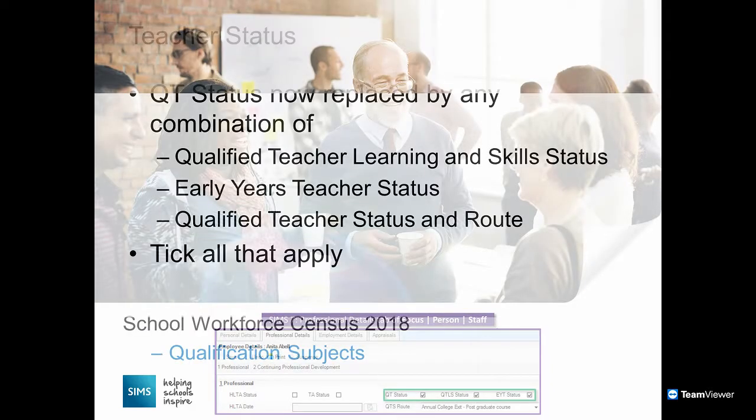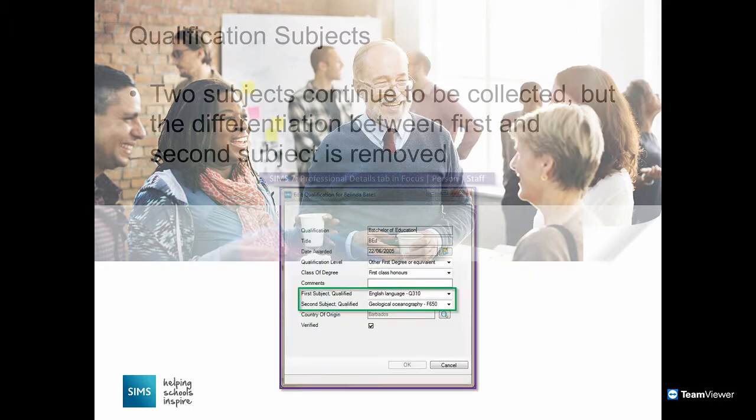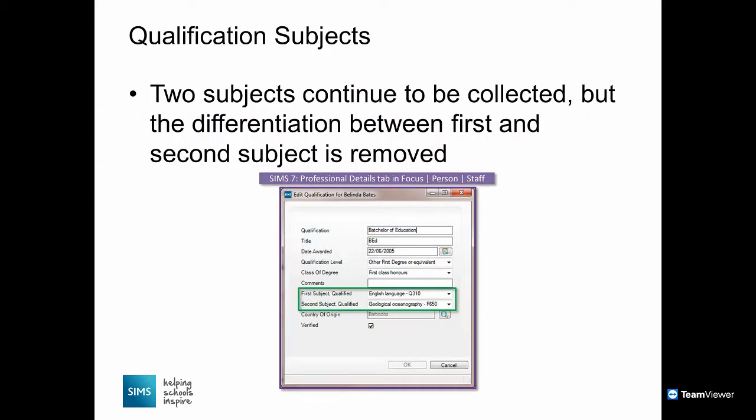Okay, qualification subjects. They are collecting, as they did last year, the first and second subject qualified, but they're no longer ranking them. So it's just saying they're qualified in this and that. There's no requirement anymore for you to ask the teacher which was their principal subject.